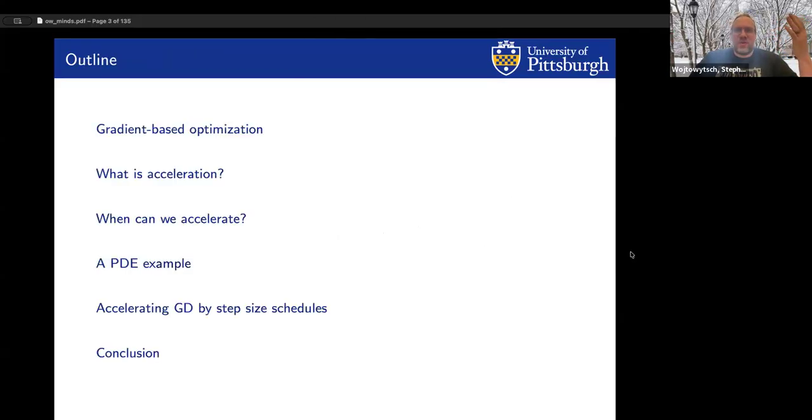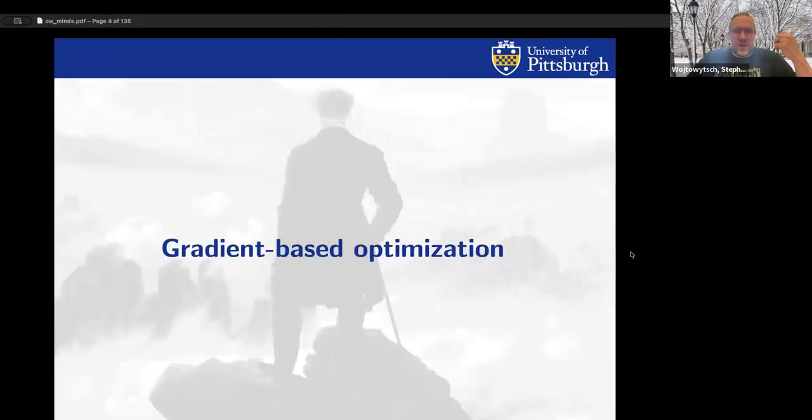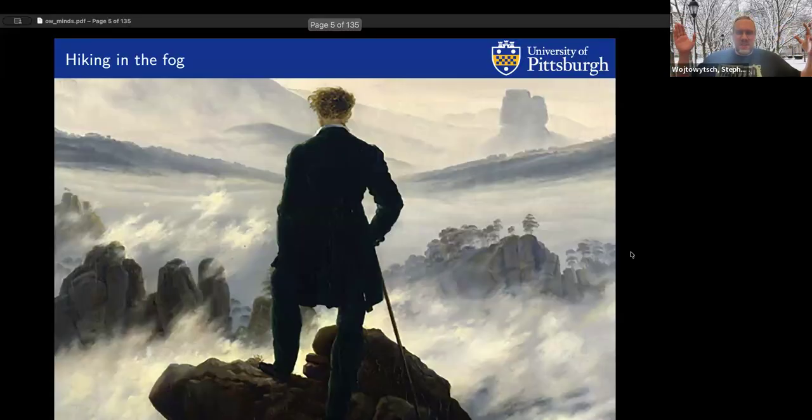But generally, let's talk a little bit, because this is not an optimization-specific audience, about optimization and acceleration, and specifically what kind of conditions are there for acceleration. So let's talk about gradient-based optimization. What's optimization? Optimization is trying to find typically the highest peak or the lowest minimum, the deepest valley, in a landscape. So we're trying to find the maximum or the minimum of a function.